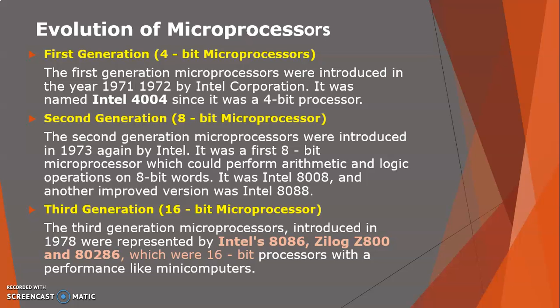Next, second generation we have an 8-bit microprocessor. The second generation microprocessor was introduced in 1973, again by Intel. It was the first 8-bit microprocessor which could perform arithmetic and logical operations.